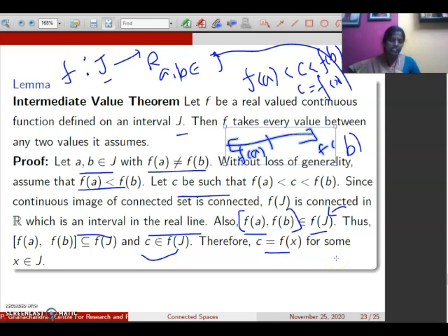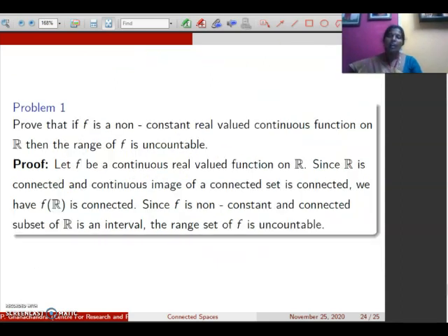So this is the intermediate value theorem. The intermediate value theorem states that if f is a real valued continuous function defined on an interval, then f takes every value between any two values it assumes. Okay. Next one, another problem.